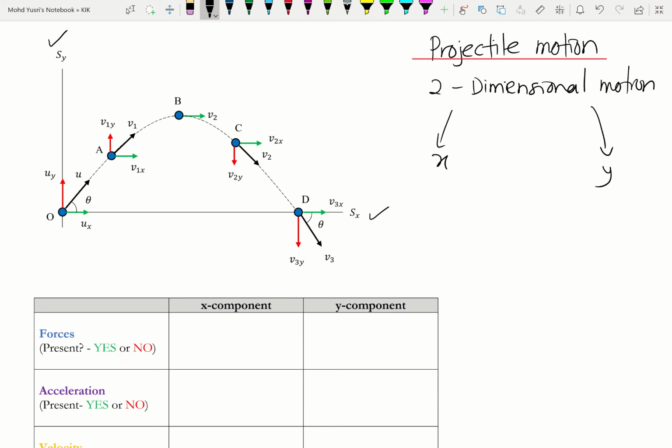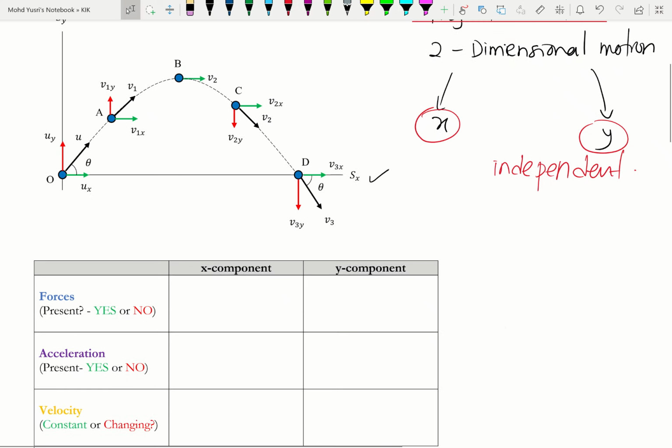The most important thing about projectile motion is that the x component and y component are independent of each other. This means that the motion in one direction has no effect on the motion in the other direction. So to solve the problem, we need to treat x and y components separately.